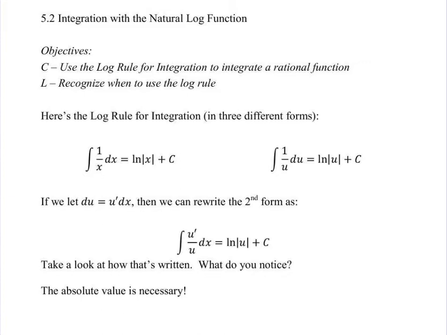So here's your log rule for integration in 3 different forms. We have the integral of 1 over x dx is the natural log of the absolute value of x plus c. The chain rule looking version of that would be the integral of 1 over u du is equal to the natural log of the absolute value of u plus c, which makes it really nice.